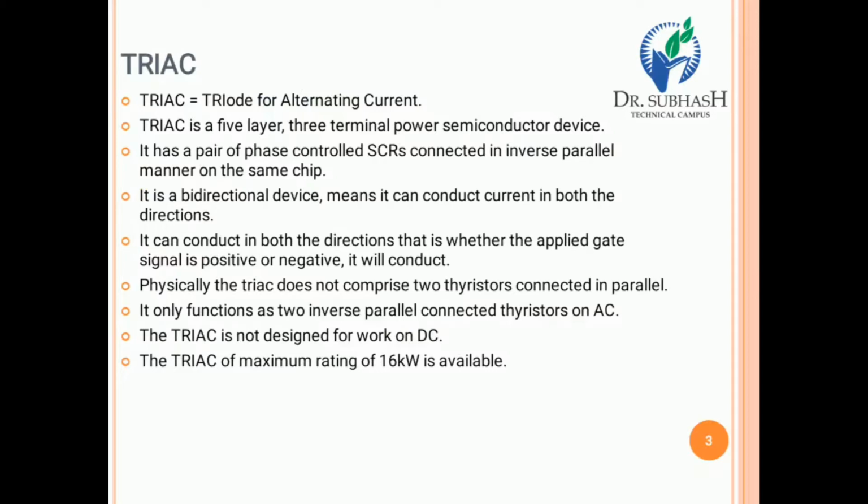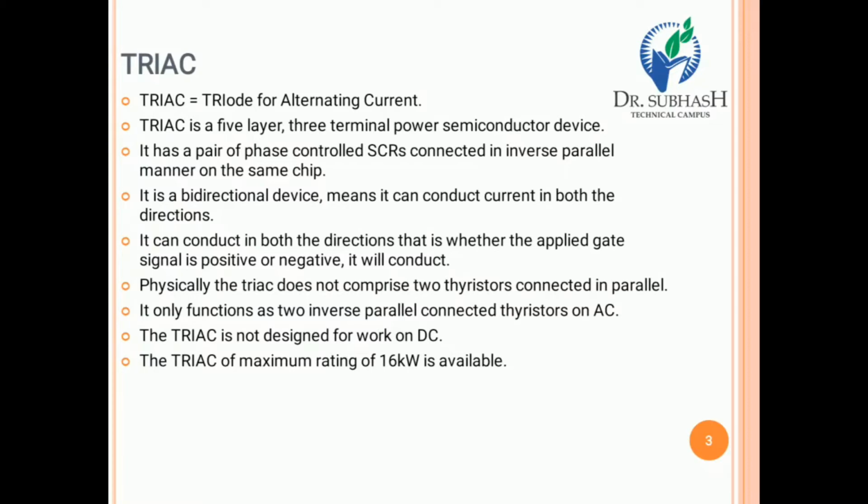Triac is a 5-layer 3-terminal power semiconductor device. In case of the transistor, we know that it is a 3-terminal and 3-layer device, right? So triac is a 5-layer and 3-terminal semiconductor device. It has a pair of phase control SCRs connected in inverse parallel manner on the same chip. It is a bidirectional device, meaning it can conduct current in both directions, right?